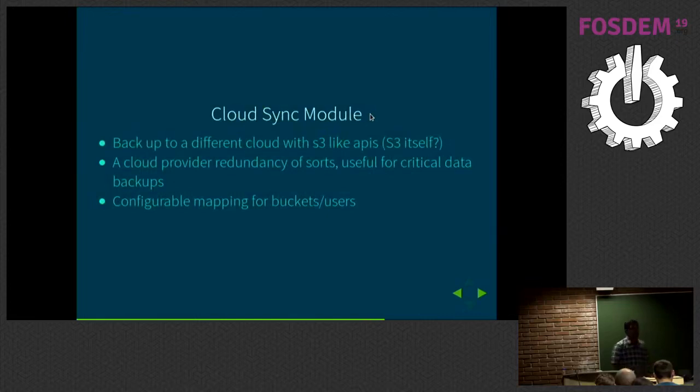The cloud sync module basically allows for a multi-cloud redundancy of sorts. You can back up your S3, your RGW data, to a different cloud which supports an S3-like API, like Amazon S3 itself, or any other cloud that can expose an S3 API. Technically you can even send data across to another RGW without having to wire it up to a multi-site scenario.